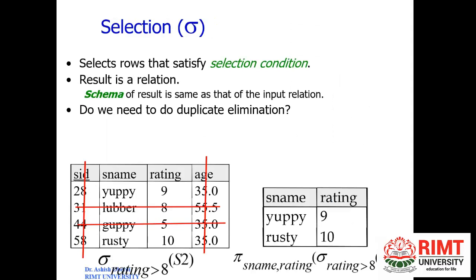And then comes selection. Selection uses the symbol sigma. It selects rows that satisfy a selection condition. Obviously, you want to display records depending upon a particular condition. For example, find out those students who scored marks greater than 90%. It means I am specifying a condition here. Clear? So that's what this slide is saying: select rows that satisfy the selection condition.